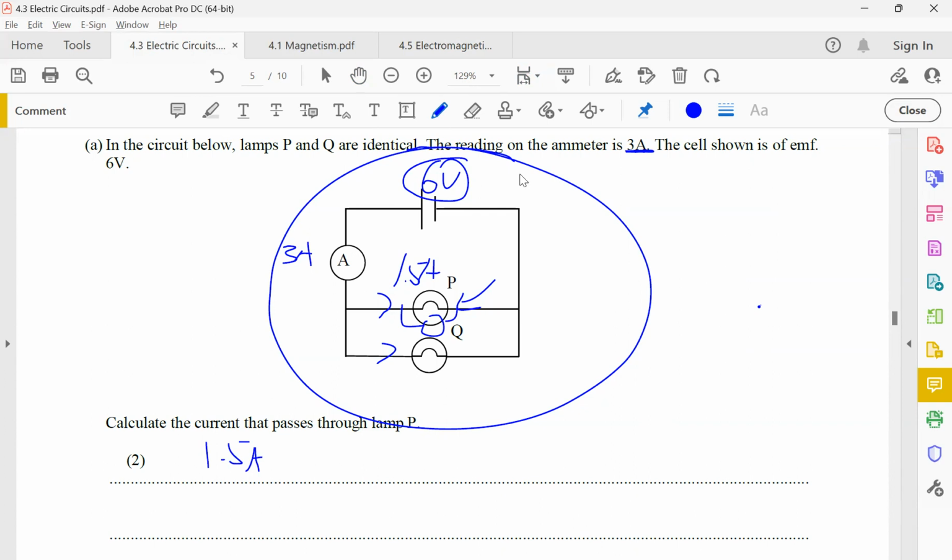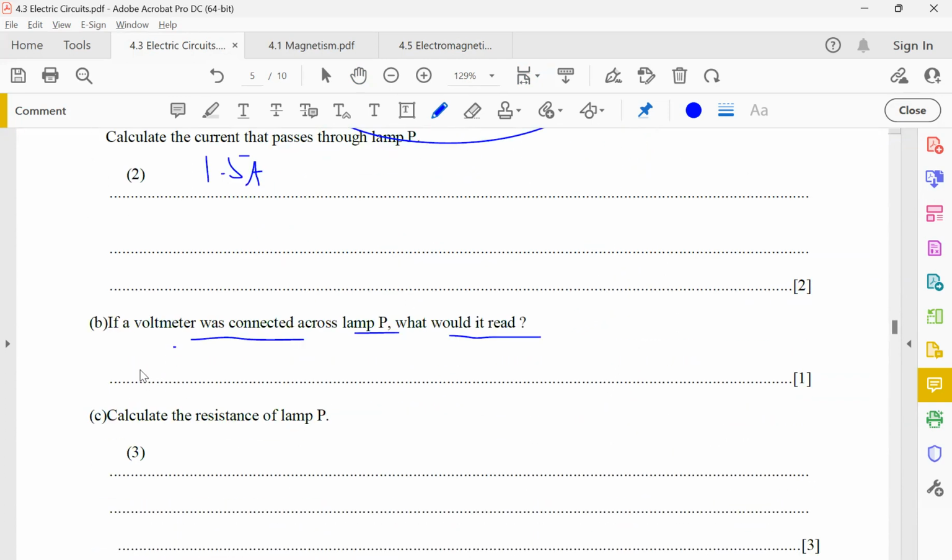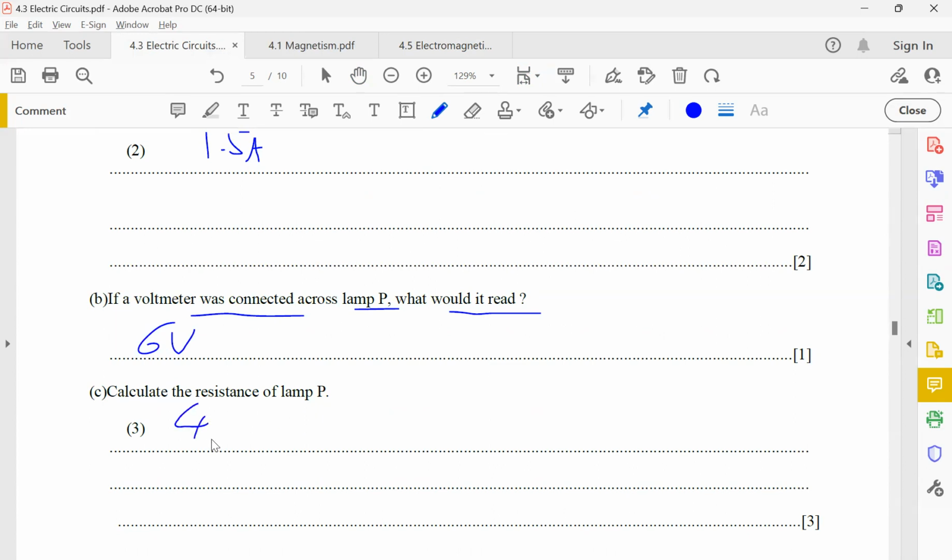You need to know that everything that is connected in parallel should have the same voltage, which in this case here will be 6 volts. This guy will get 6 volts and this guy will also get 6 volts. Alright? Okay, 6 volts. And calculate the resistance. Quite straightforward. It's going to be 4 ohms using Ohm's law.